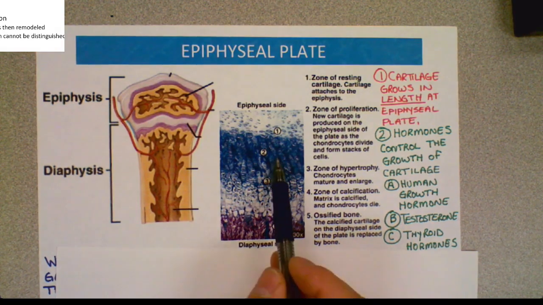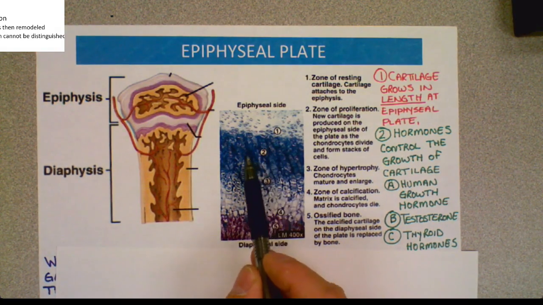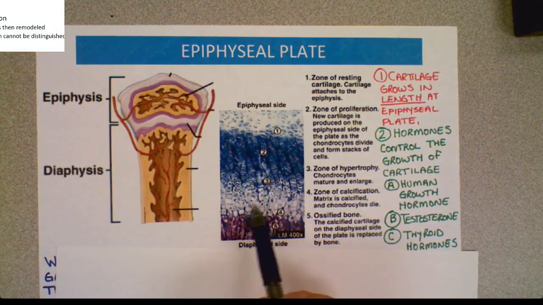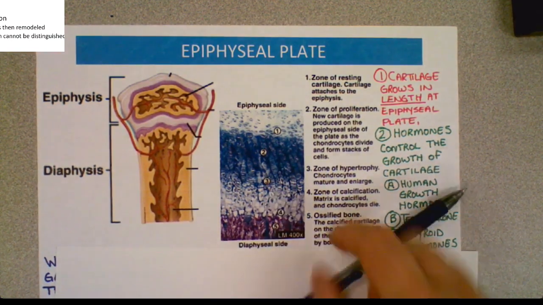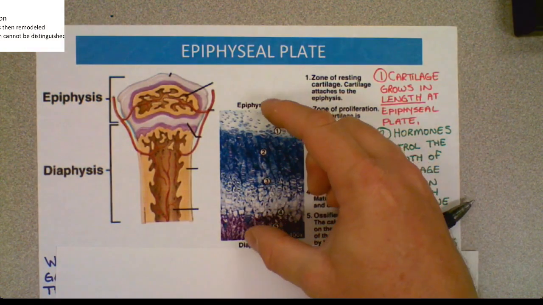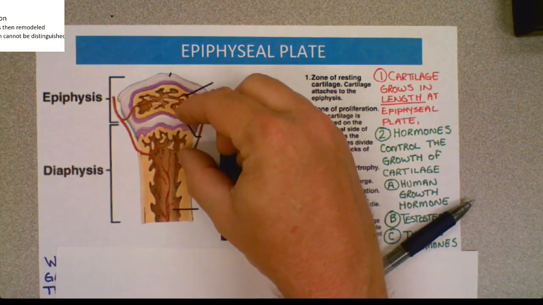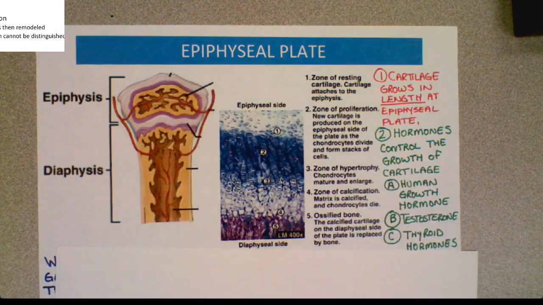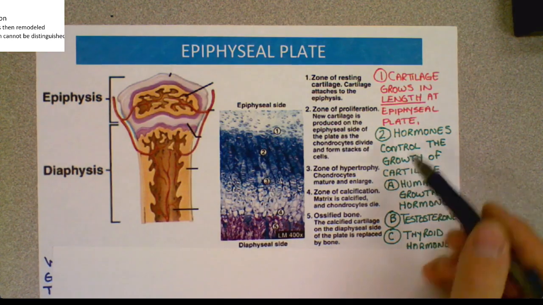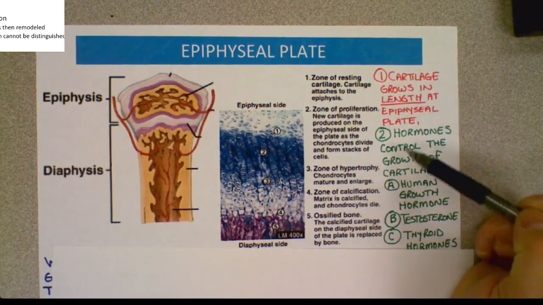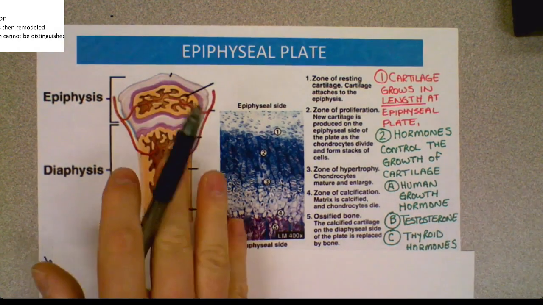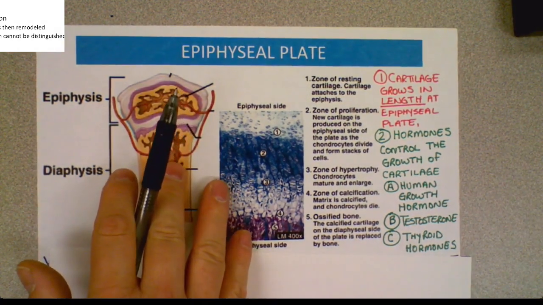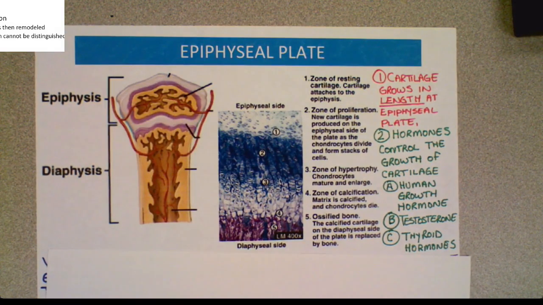Now, this is how we grow. These chondrocytes in the zone of proliferation and the zone of hypertrophy are causing this bone to grow in length. So we are growing this bone as these chondrocytes develop and then get calcified and turn into bone cells. Now, over here on the right, I've got some information that talks about how growth occurs in bone.